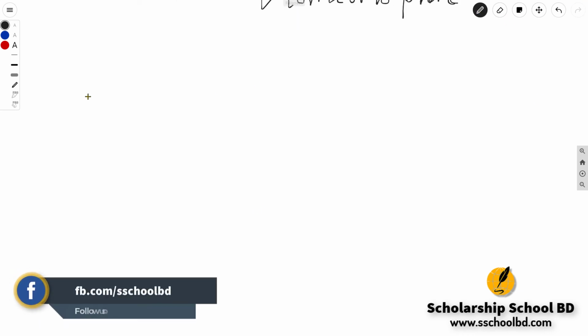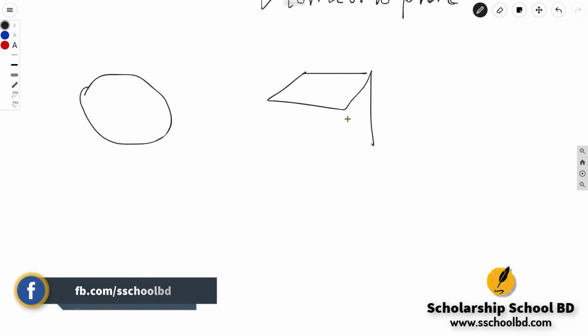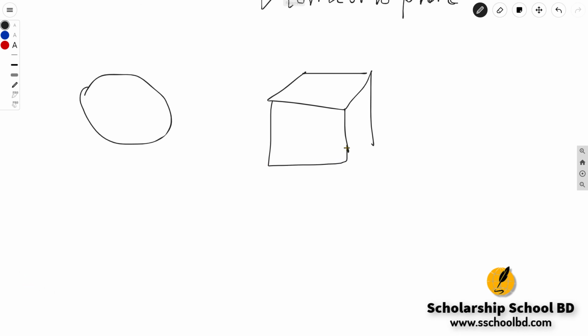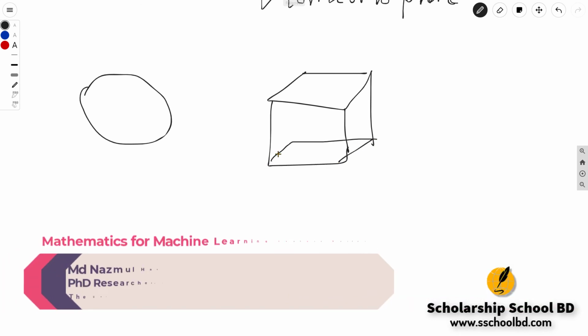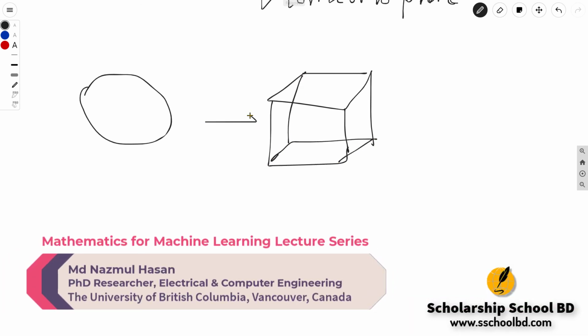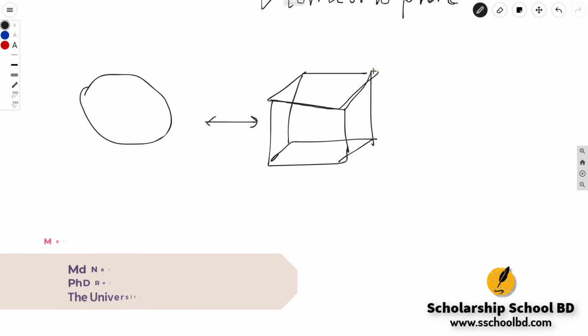If I give you a sphere and a cube, can you tell whether they are homeomorphic or not? What do you think? Can you make a sphere from a cube? Yes, you can. If you give enough pressure, say these objects are flexible for the convenience of the discussion. Let's assume these objects are completely flexible. You can give pressure and they can deform.